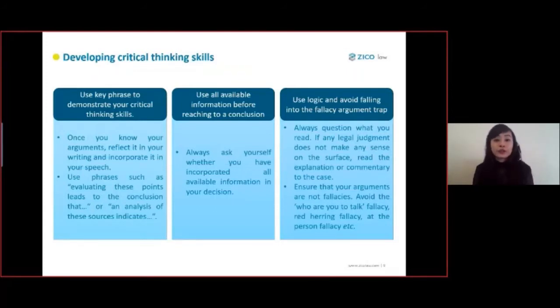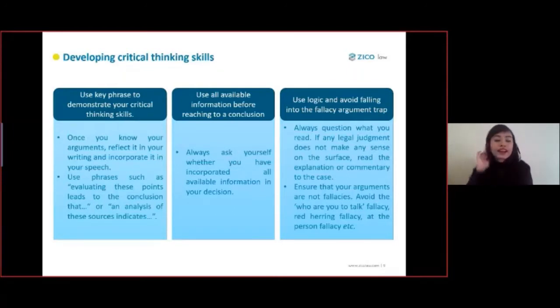The next one: you should always use all available information before reaching a conclusion. If you want to be a good mooter, you have to make sure that you have researched all the available resources given to you. I say this because a lot of times mooters forget to read a case and they just say what they know. That's really unacceptable, especially to the judge, especially if you've missed a very important case. So that's one thing you should keep in mind.